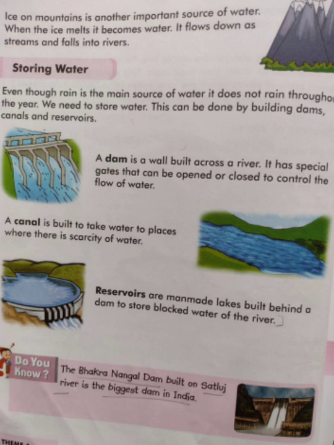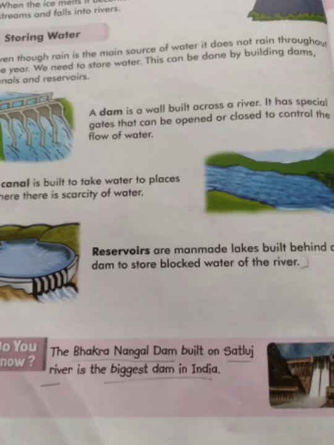See here, this is the pink box. It is written that the Bhakra Nangal Dam, built on Satluj River, is the biggest dam in India. Underline this, beta. This question can come. Name the biggest dam of India, that is Bhakra Nangal Dam, and it is built on the Satluj River.